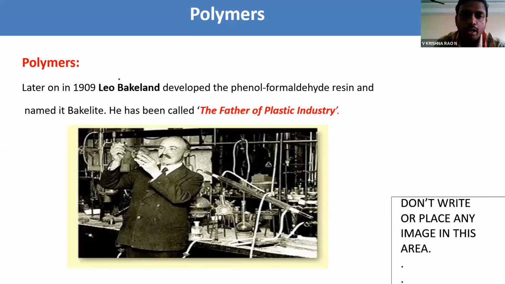Later, in the year 1909, Leo Baekeland developed the phenol formaldehyde resin and named it Bakelite. This Leo Baekeland is called the father of the plastic industry.